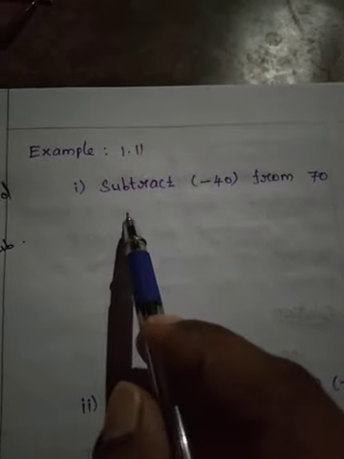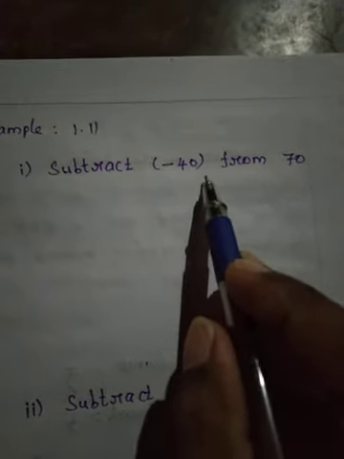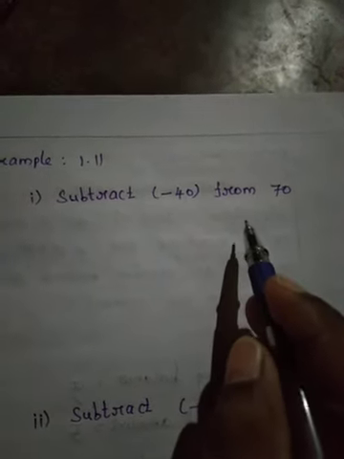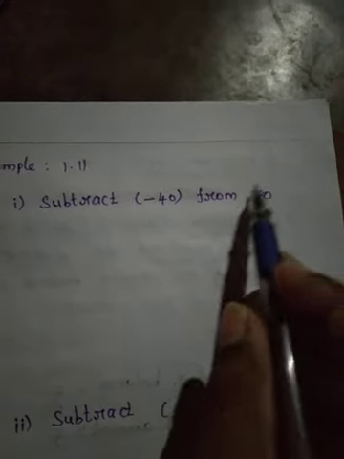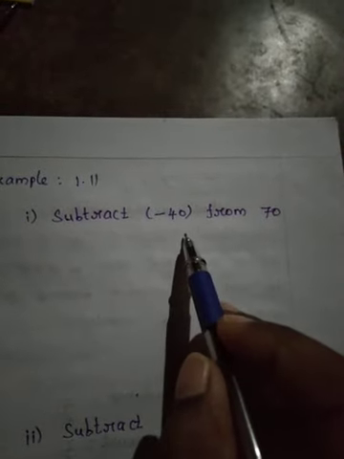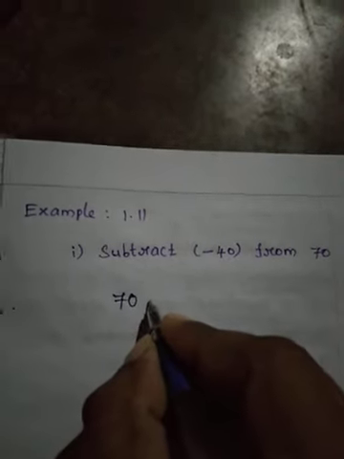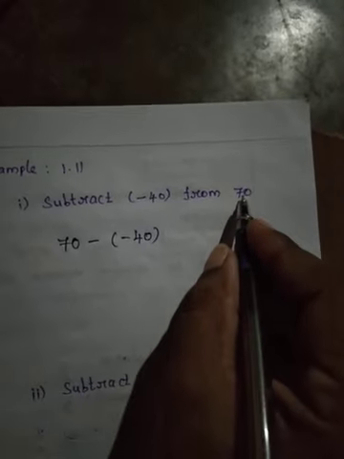See the first question: subtract minus 40 from 70. Whenever we have the word "from", what do we have to do? We have to write the second number first and the first number at the last. So I am writing 70 minus of minus 40. Subtract minus 40 from 70.